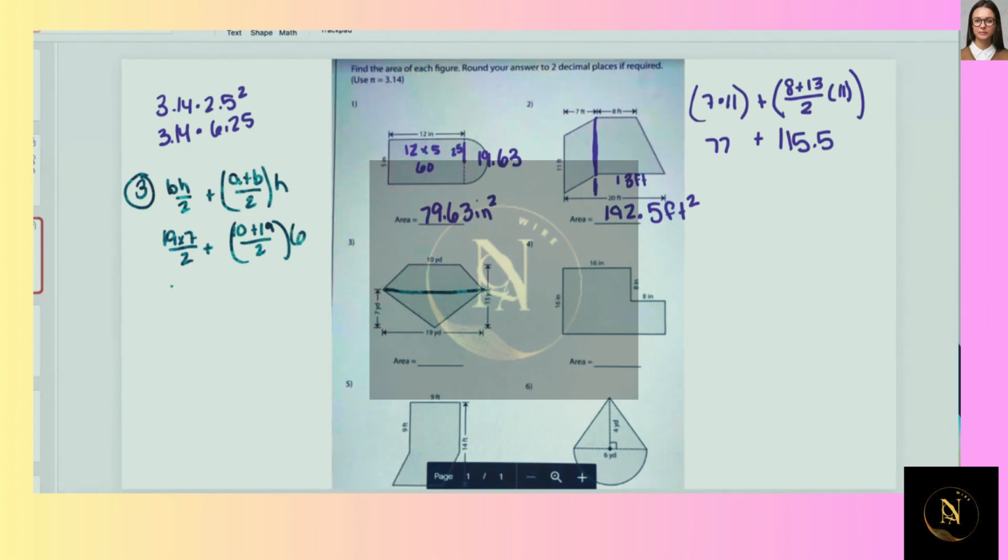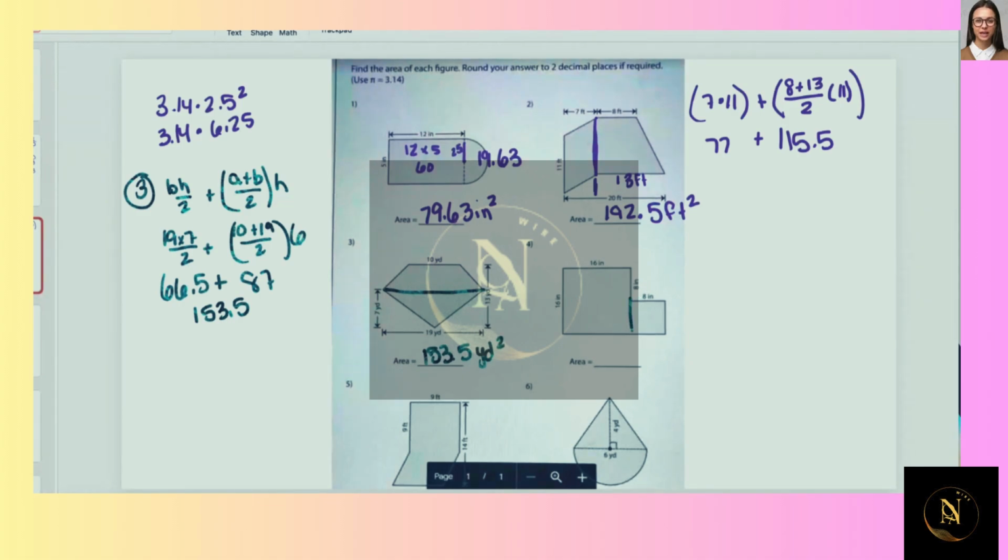Okay, so 19 times 7 divided by 2 is 66.5, plus 10 plus 19 is 29, divided by 2 is 14.5, and then times 6 is 87. Then 87 plus 66.5 is 153.5. So the area is 153.5 yards squared.